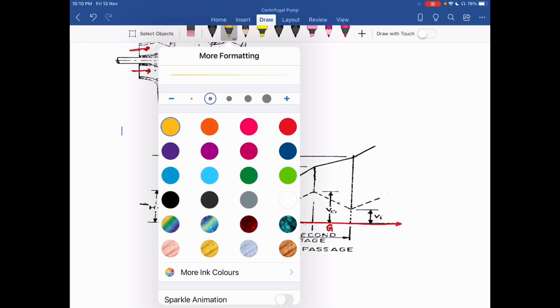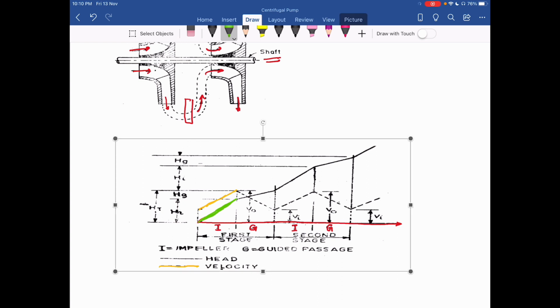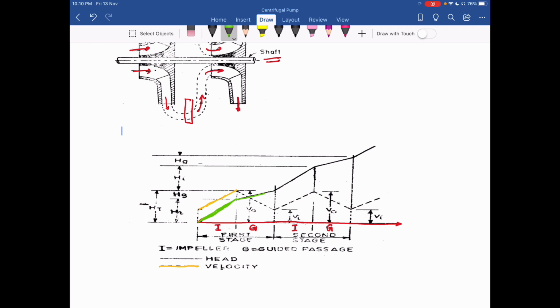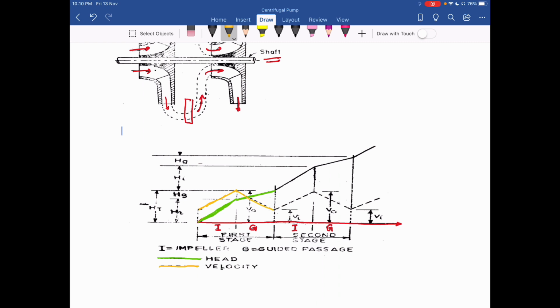Okay, so when it passes through guide vanes, you can see what happens in guide vanes. There is a further increase in pressure head, okay, at the loss of kinetic head. So in the guide vanes, there is a diffuser. There is an increase in cross-sectional area within the guide vanes. So that reduces the velocity, and that reduction is converted into high pressure head.